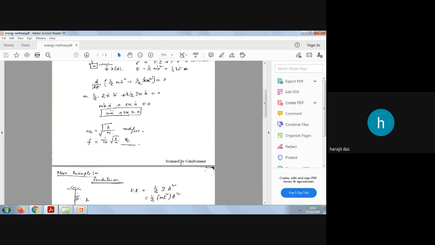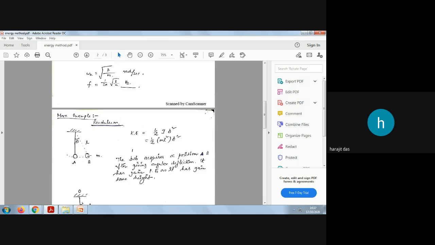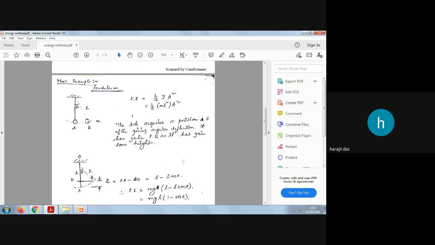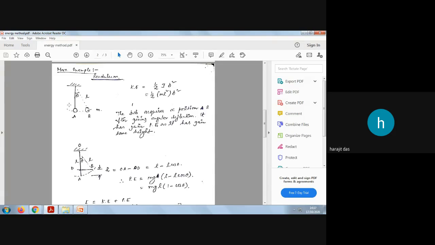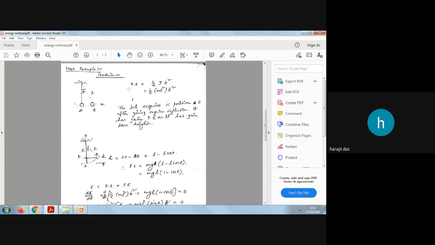Okay, let's move to solve the problem, or you can see the analysis for transverse vibration. You can see in the figure a simple pendulum, which is oscillating with an angle of theta. By applying the same energy concept, you need to find the equation of motion for this simple pendulum, and finally find the natural frequency. So directly I am writing.